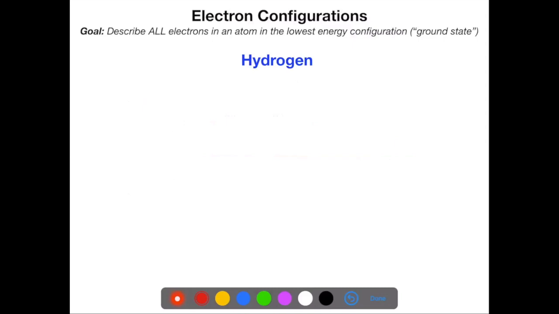Okay, so let's take the simplest example, hydrogen. Hydrogen has 1 electron. So we want to start with the lowest energy orbital, and that would be the 1s orbital, so that's where this electron would go. Its electron configuration would then be 1s1.